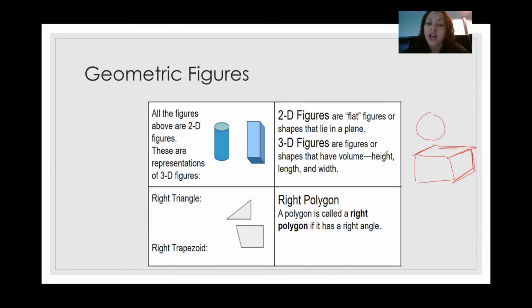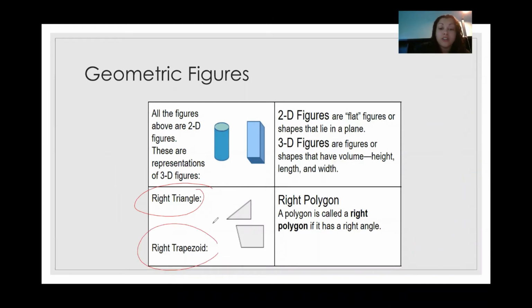So that involves height, length, and width, just like we learned about when we talked about volume. So we have a right triangle and a right trapezoid. These are considered polygons. Polygons are any 3 or more sided shapes. So when you think about a triangle, a square, any of those would be considered 3 or more sides, right? So a right triangle is a type of polygon. It's called a right polygon. So you have right triangles and right trapezoids.